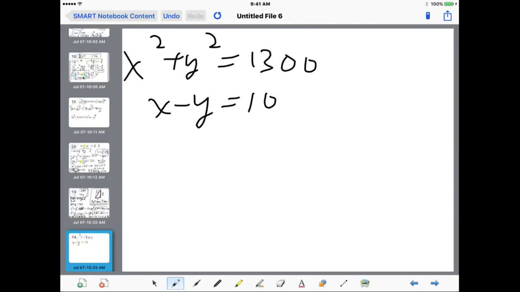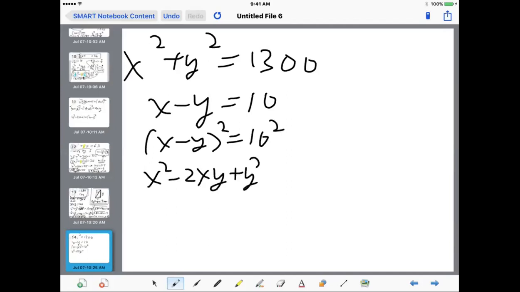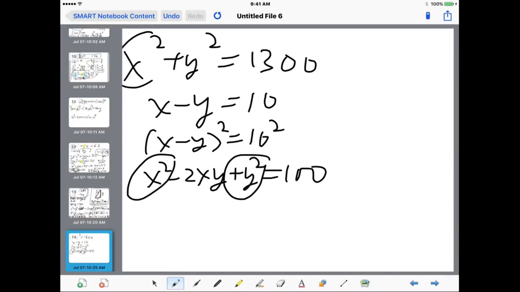And the trick to this one, it's really clever. We're not going to do substitution or anything. We're going to square both sides of this equation, which means x squared minus 2xy plus y squared is equal to 100. But you see the x squared plus y squared are up here also. So if we subtract, let me subtract the other way.